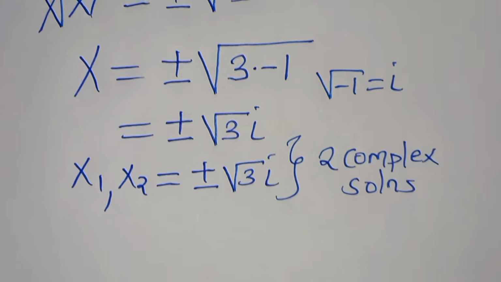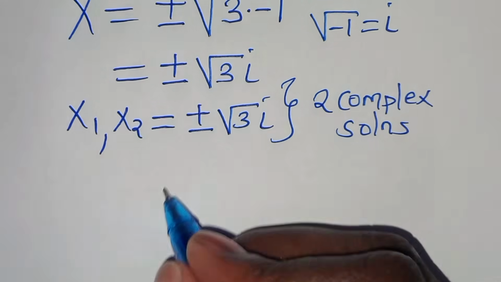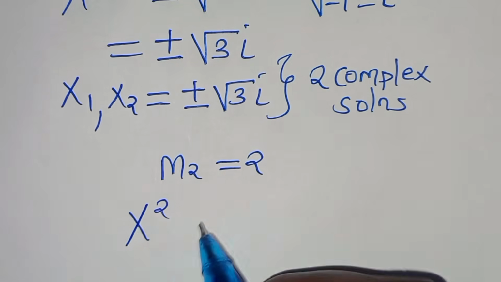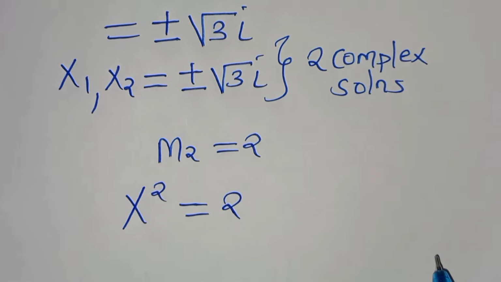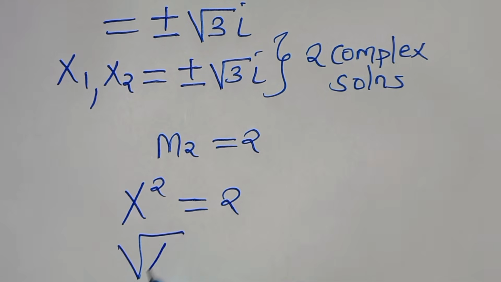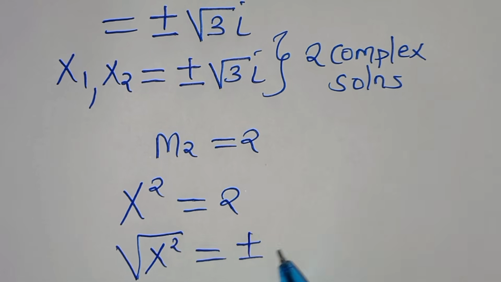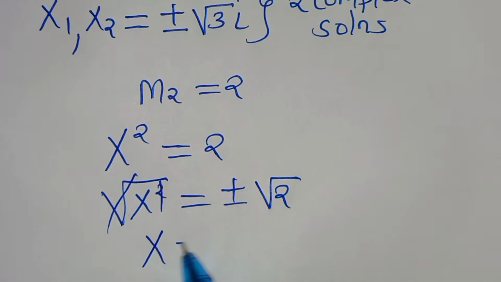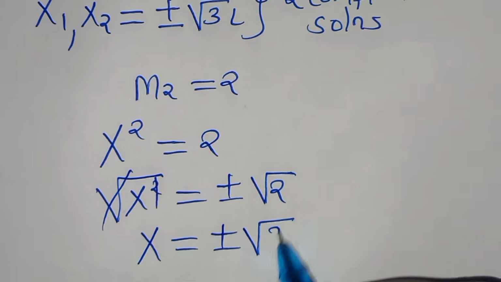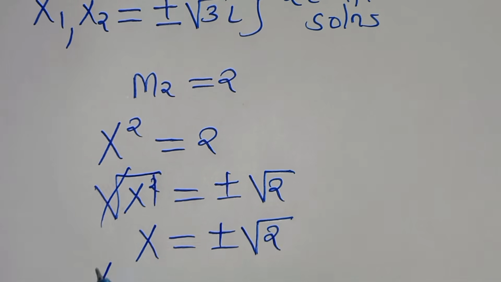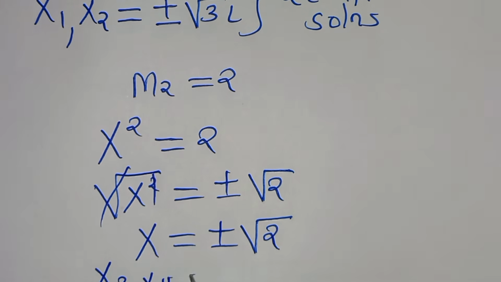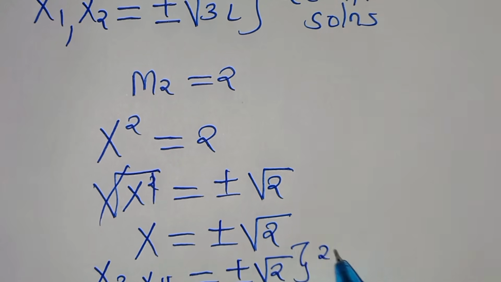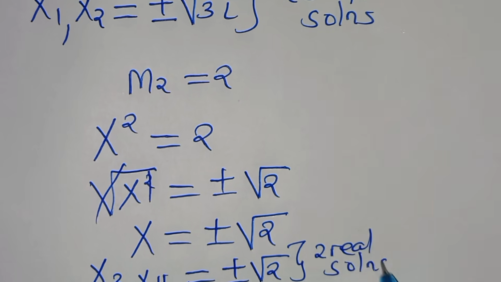Now, we have m2 is equal to 2. In this case, we have x squared equal to 2. So this implies that the square root of x to the power of 2 is equal to plus or minus the square root of 2. So this means that x is equal to plus or minus the square root of 2. So we have x3, x4 equal to plus or minus the square root of 2, and these are two real solutions under case 1.